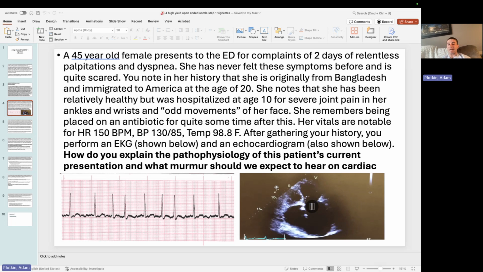But when I'm looking at this echo, this guy right here in the view we're in, this is the left ventricle, this is the right ventricle, this is the left atria, and this is the right atria. So her left atria is massively enlarged, right? So I've got atrial fibrillation, I've got a massively dilated and enlarged left atria, and then we go back to our patient, right? She's got the palpitations and the dyspnea. Well, that might be explained by the atrial fibrillation.